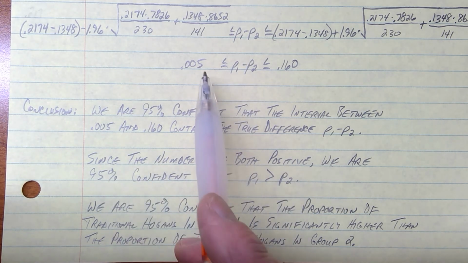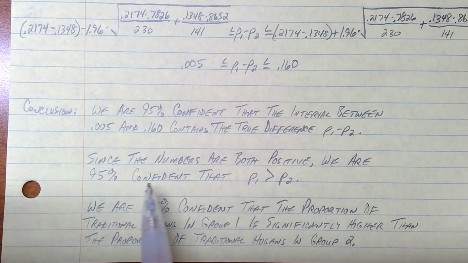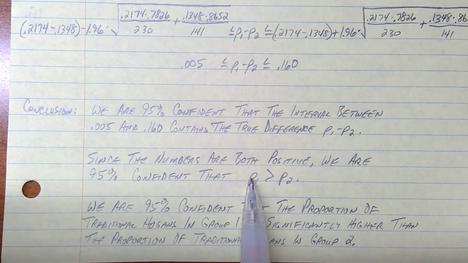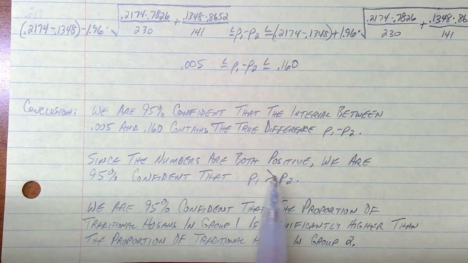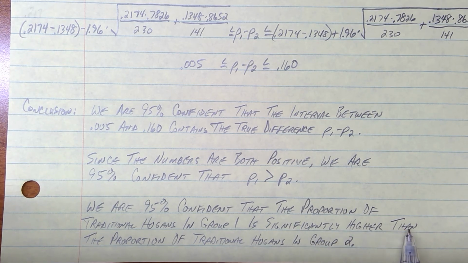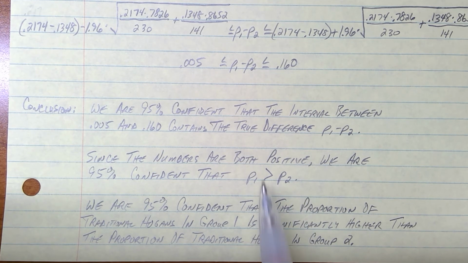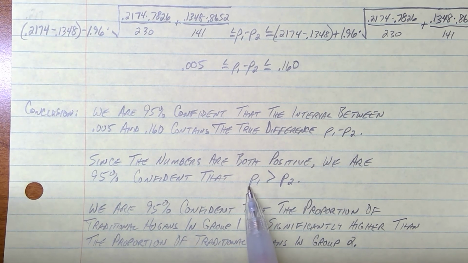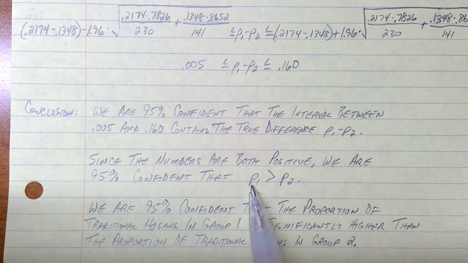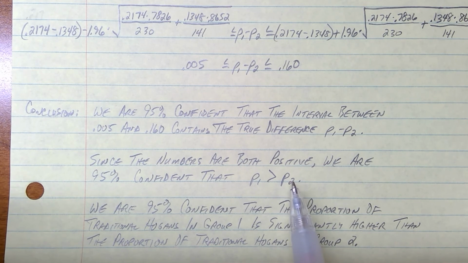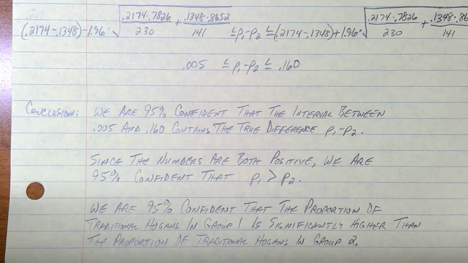Since the numbers are both positive, well, then we're 95% confident that the first group proportion, the first fraction, is bigger than the second fraction. And not only bigger, but significantly bigger. We're 95% confident that the proportion of traditional Hogans in group 1 is not just higher, but significantly higher than the proportion of traditional Hogans in group 2. If they're both positive, you say, yes, group 1 is definitely a lot bigger than group 2. In this case, we're talking proportions. In this case, we're talking fractions. So the fraction of traditional Hogans in group 1 is a lot more than the fraction of traditional Hogans in group 2.